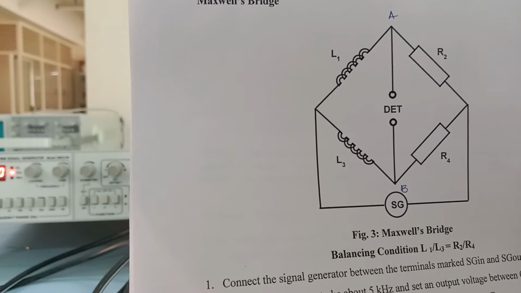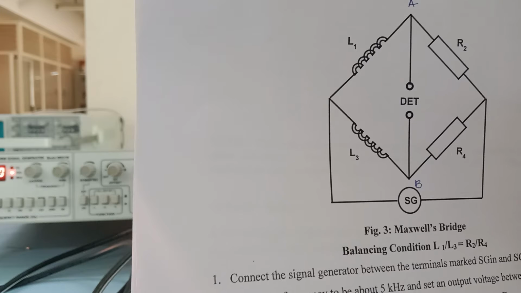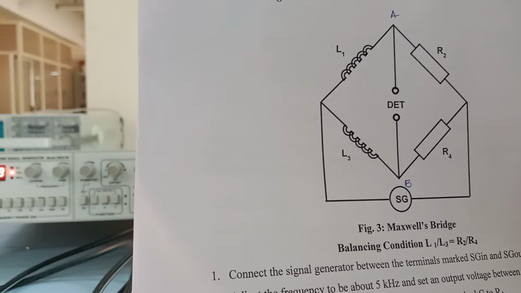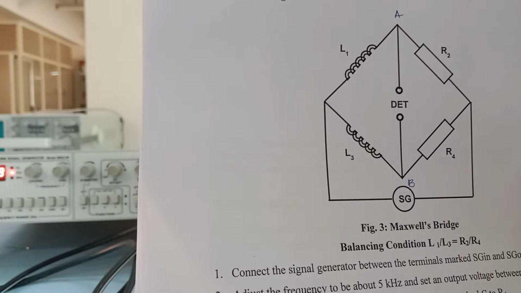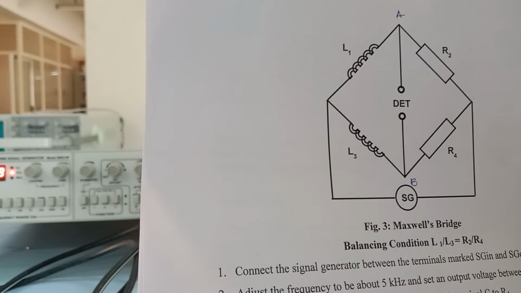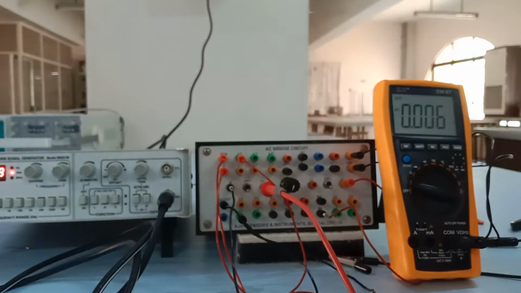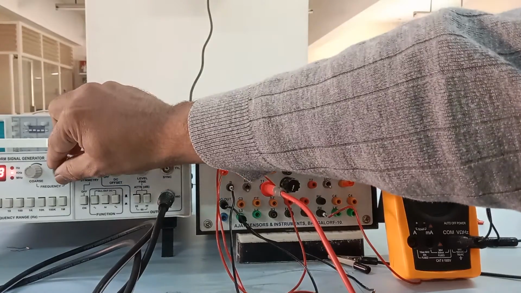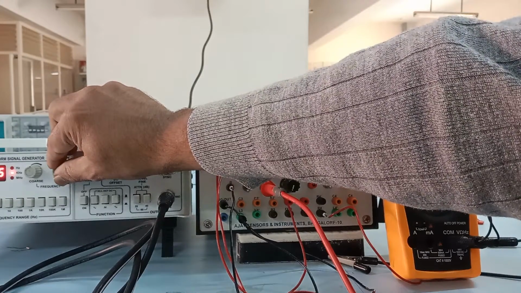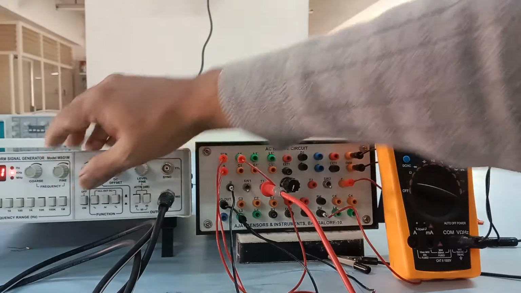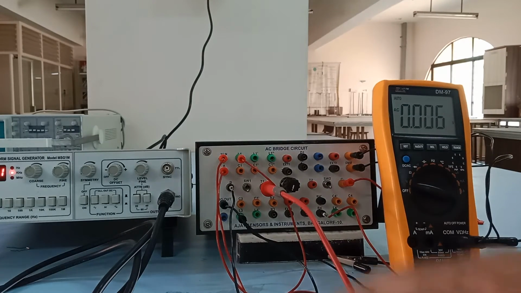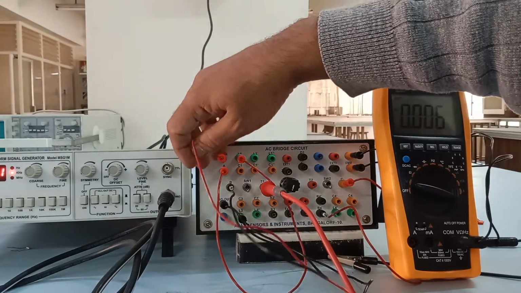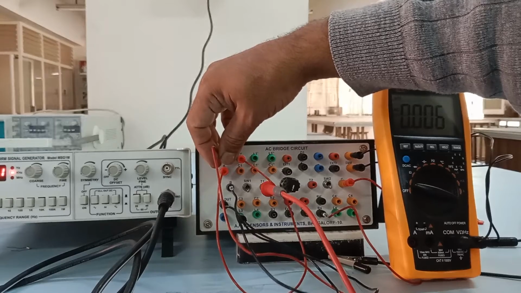For that purpose, we are using the AC bridge circuit, and everything is explained nicely. Now we are just trying to understand the process of measuring. You can see the setup where I have kept the frequency around 5 kHz and the output voltage between 0.5 to 1 volt. The output of the signal generator is connected to this AC bridge circuit as SG in and SG out. So this is the input.